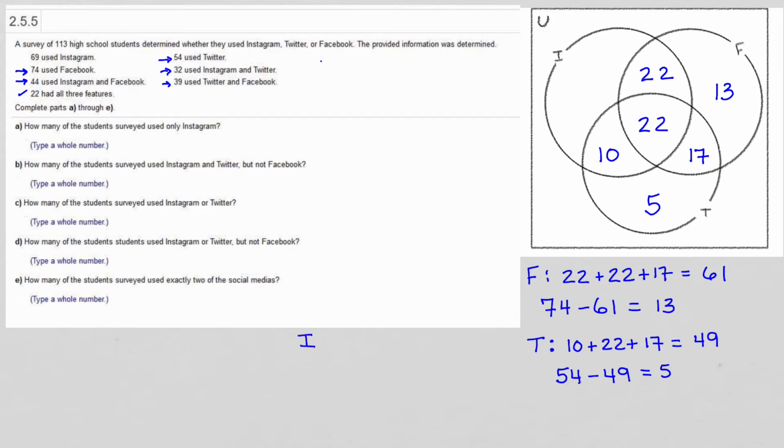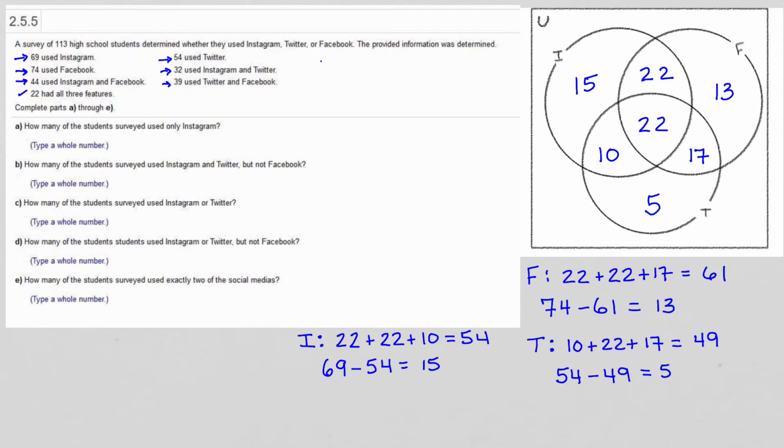And now I'll go to Instagram. And in this circle, we already have 22 plus 22 plus 10. That adds up to 54. And we're going to subtract that from 69. We want that whole circle to add up to 69. And for that to happen, there would have to be 15 who used Instagram only. Okay.